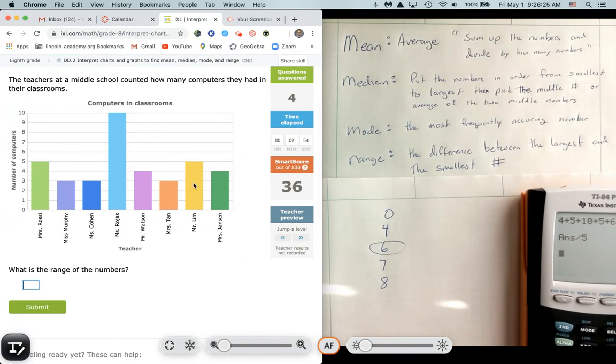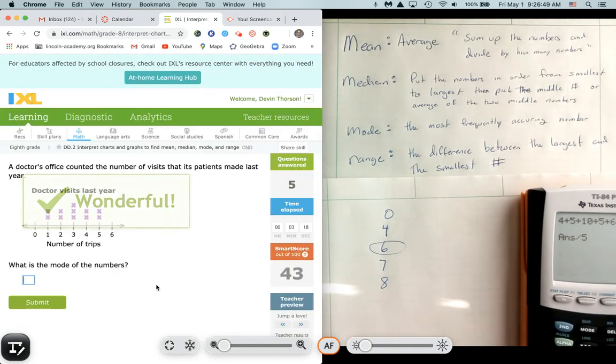Again, another longer bar graph. It says, what is the range? What I love about bar graphs when it asks for range is that I look for the highest bar and find its number, which is 10. I look for the smallest bar, and there are 3 bars that are equal for smallest, so it doesn't matter which one I use. 3 is the smallest number anywhere in this data set, so 10 minus 3 would be 7, which is the range.